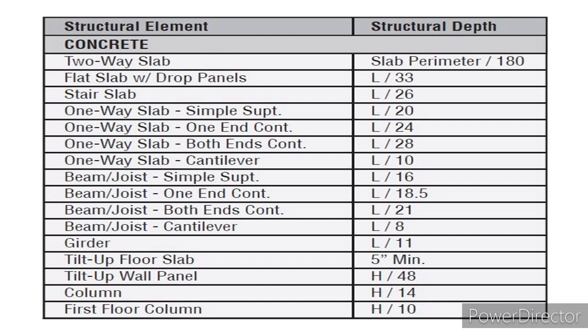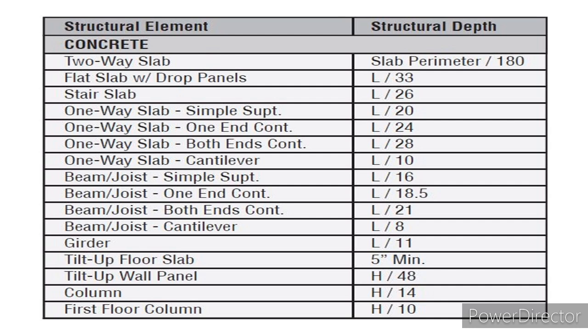Beam or joist simply supported: structural depth is L/16. Beam or joist one end continuous: structural depth is L/18.5. Beam or joist both ends continuous: structural depth is L/21. Beam or joist cantilever: structural depth is L/8. Girder: structural depth is L/11.